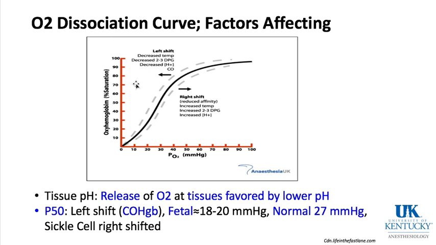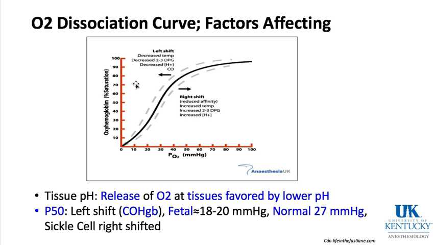As opposed to a right shift, which is reduced affinity of hemoglobin for oxygen and better delivery of oxygen to the tissues, is hyperthermia, temperature going up, increased 2,3 DPG, something that happens when you go up to high altitude, and increased hydrogen ion concentration, or acidosis. So a working muscle creates acid and the temperature goes up, all things to increase oxygen delivery or release of oxygen from hemoglobin. So tissue pH, the release of oxygen at the tissues, is favored by acidosis because it shifts the curve to the right.